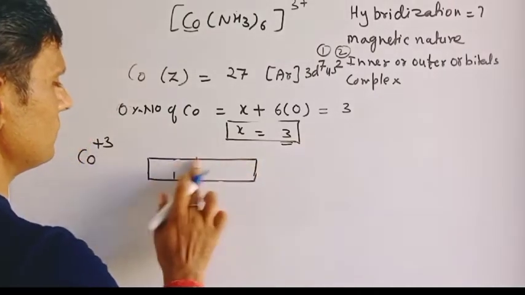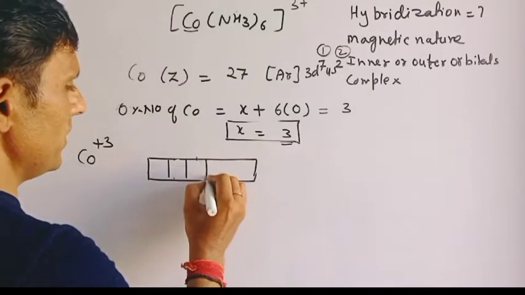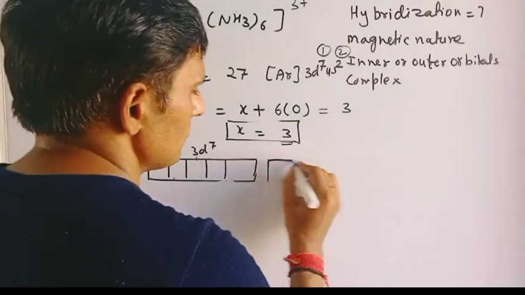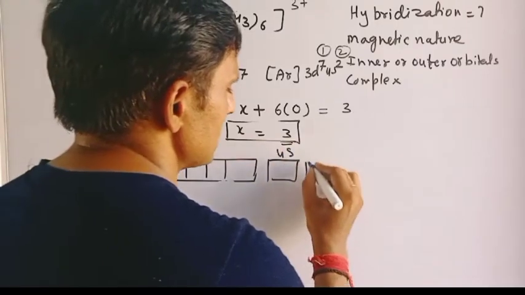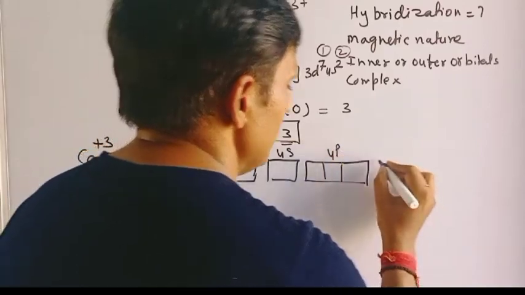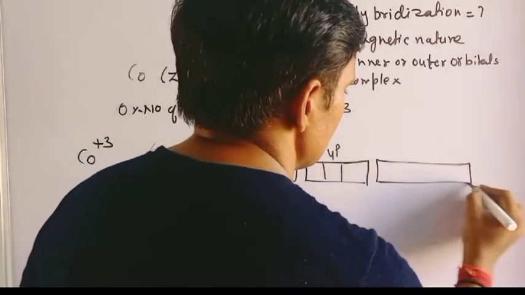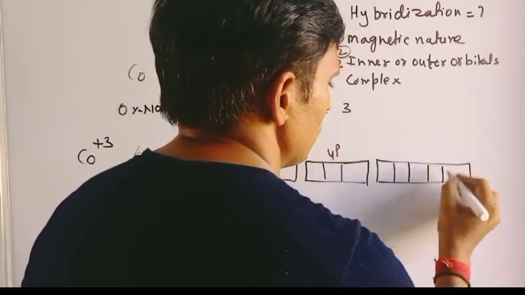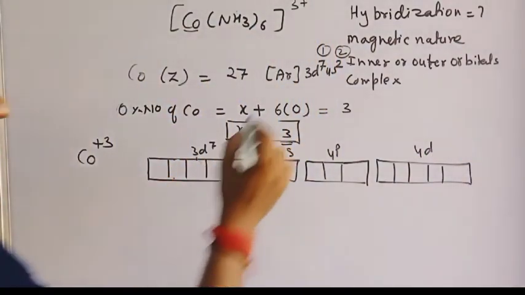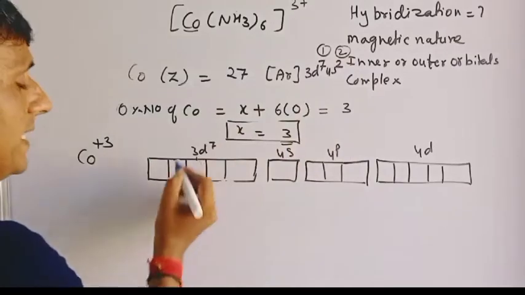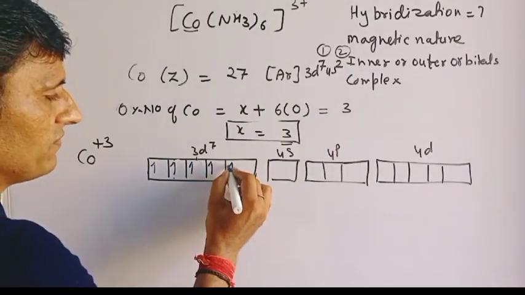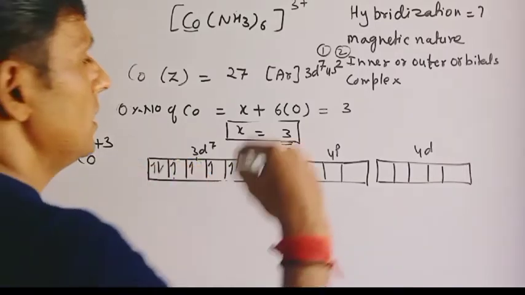1 2 3 4 5, this is the 3d orbitals, 3d, 4s, 4p, and 1 2 3 4 5, 4d. Now what happened? Because we have 6 electrons in the d orbital, so 1 2 3 4 5 and 6.